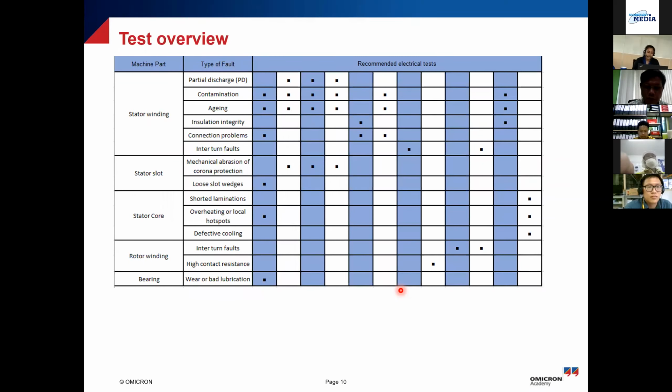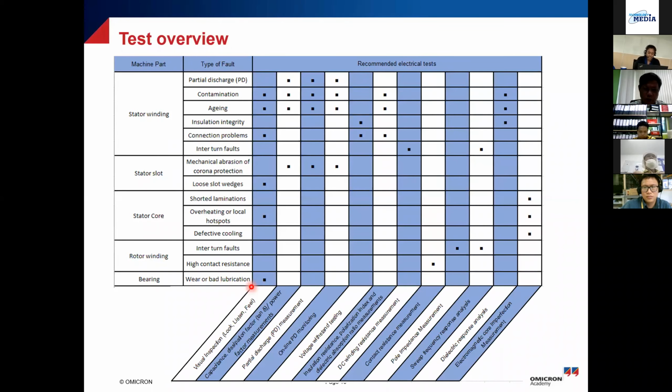I just tried to jot down some failure criteria or failure modes for individual parts of your machine. This is not all-inclusive. There are hundreds of failure modes available, and I've tried to pick up some major ones here. So you can see the state of winding, partial discharge, contamination, aging, insulation integrity, interturn faults, connection problems. You also have faults like loose slot wedges, and your core has shorted laminations or overheating. Maybe in your rotor, you have an interturn fault. And of course, bearing is one kind of fault.